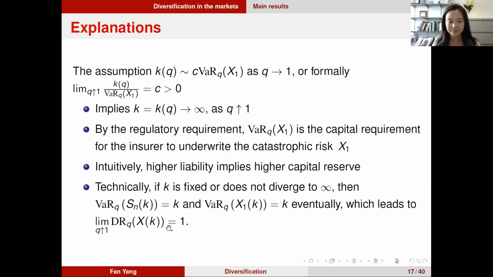And technically, if this K is fixed or does not diverge to infinity, then this only leads to a trivial result that the DR is always 1, because in the DR the ratio, both the numerator and denominator eventually are K when q goes to 1. So that's a trivial case. So this is both a practically needed and a technically needed assumption.